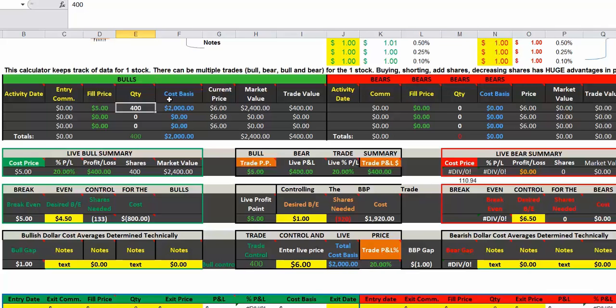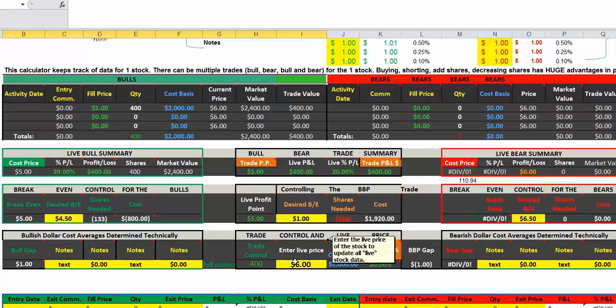Just a little quick refresher, everything in green will pertain to the bull trade. This section right here and this section right here, since it's surrounded with a green border, that pertains to the bull trade, and the other side is true. Everything in red, the red bordered sections, pertain to the bear trade, and anything in black is for informational purposes for the trade data.